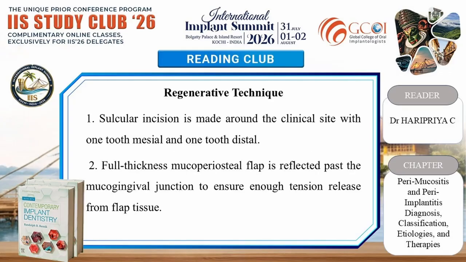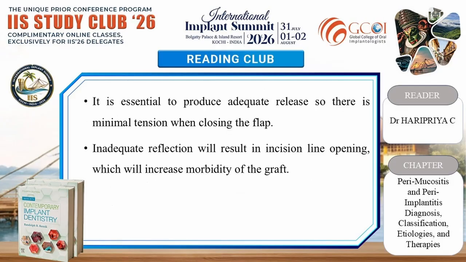Regenerative procedures. The regenerative technique. First, the circular incision is made around the clinical site with one tooth mesial and one tooth distal. Second, a full thickness mucoperiosteal flap is reflected past the mucogingival junction to ensure enough tension release from flap tissue. It is essential to produce adequate release so there is minimal tension when closing the flap. Inadequate reflection will result in incision line opening, which will increase mobility of the graft.